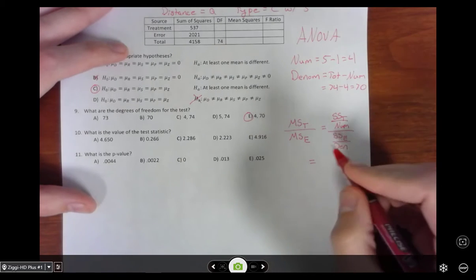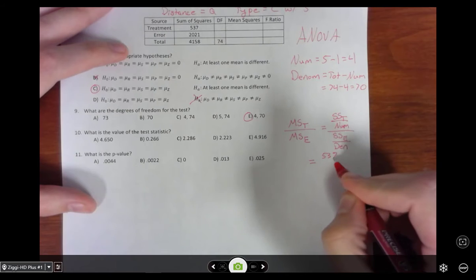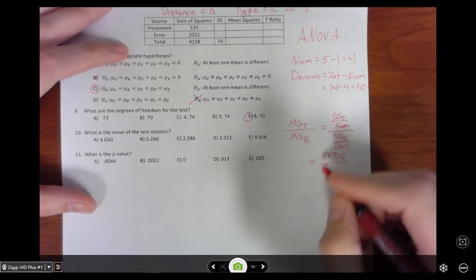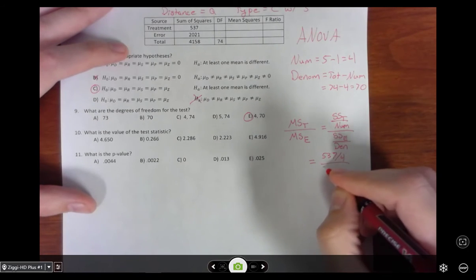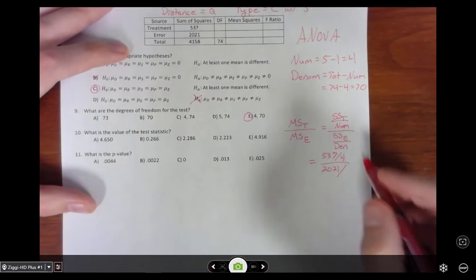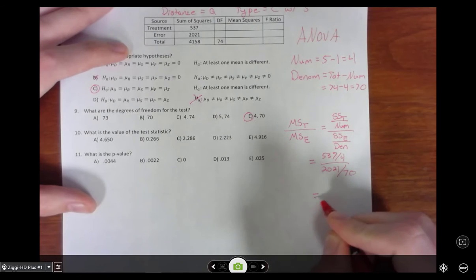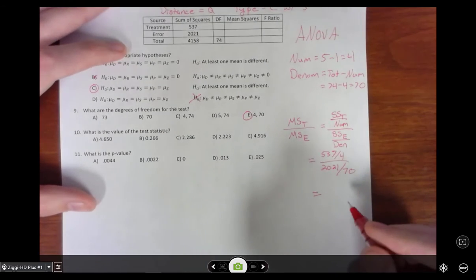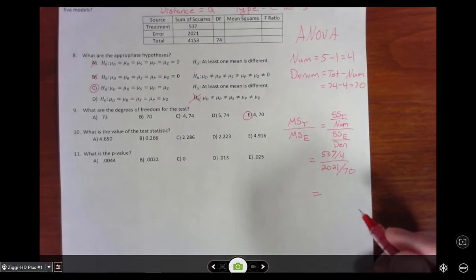So that's going to be 537 divided by 4. I'm going to take that whole thing and divide by 221 divided by 70. And that's going to equal 4.65.